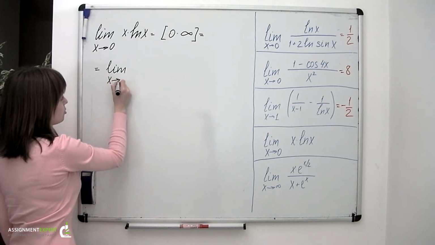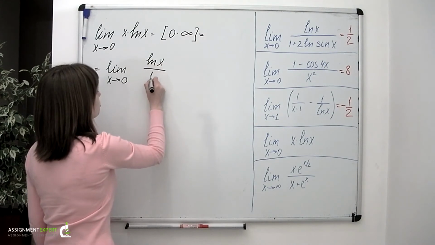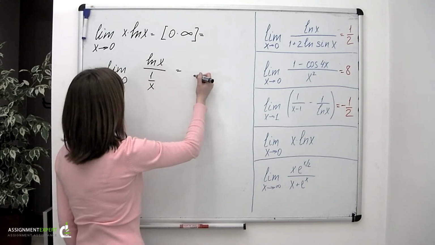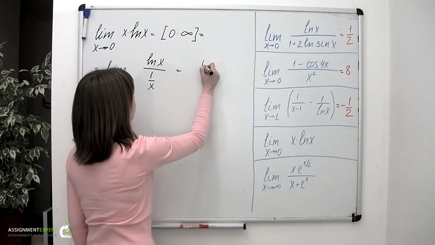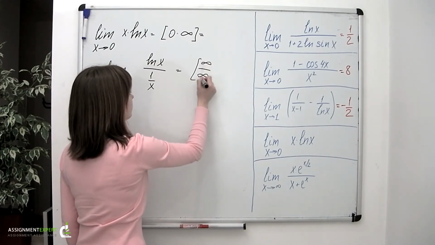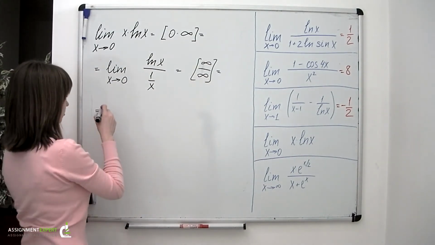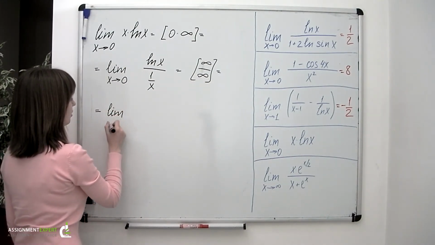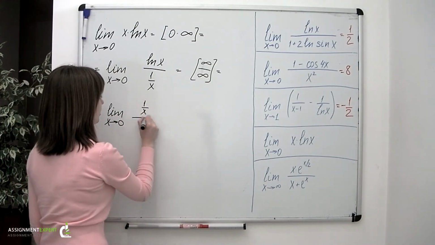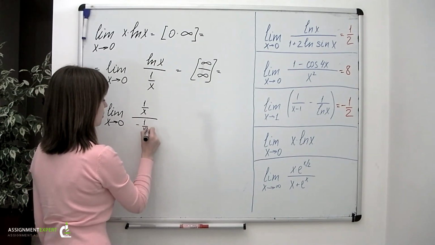Limit as x approaches 0, ln of x over 1 over x. And this way we have the indeterminate quotient in the form of infinity over infinity. So now we can apply L'Hopital's rule. So we'll obtain the limit as x approaches 0 of 1 over x over -1 over x squared.